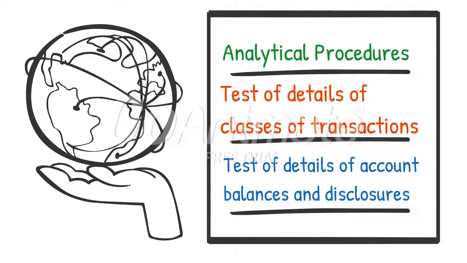Number 2 is test of details of classes of transactions, where no money error occurs in the account. For example, capital expenditure is wrongly recorded as revenue expenditure. Lastly is test of details of account balances and disclosures, which involves examining support for the closing balance directly. For instance, confirming accounts receivable directly with the customer.